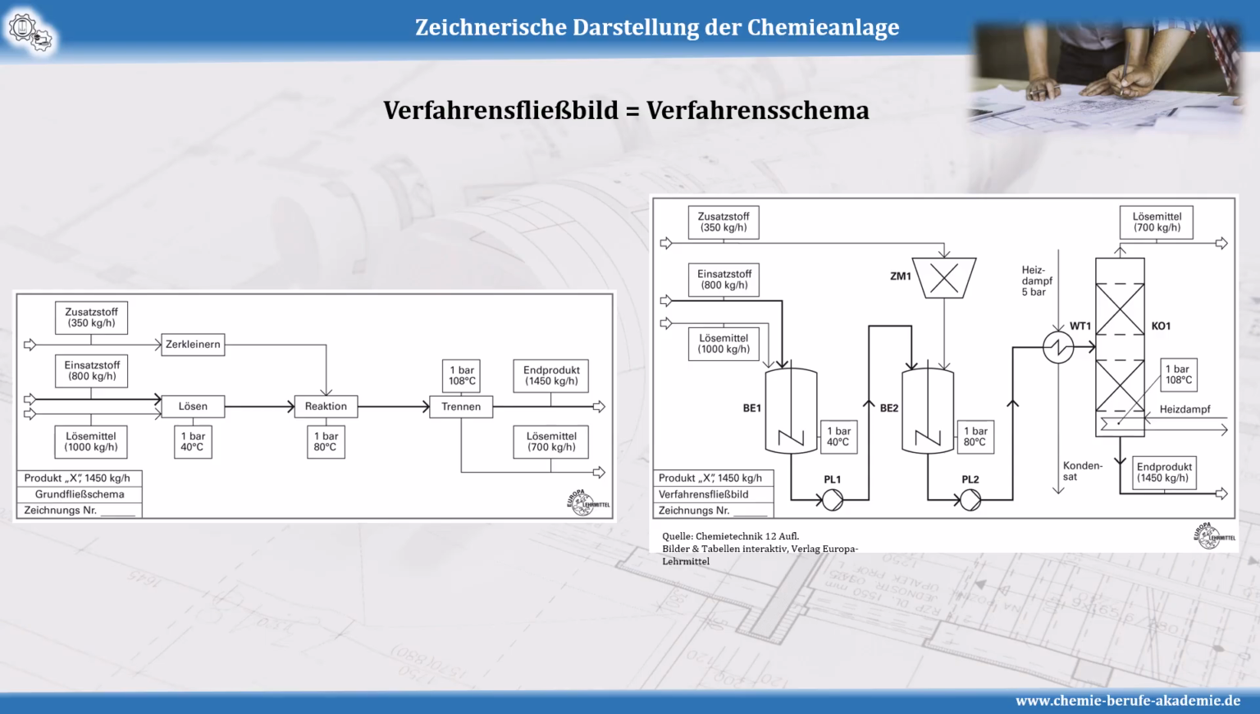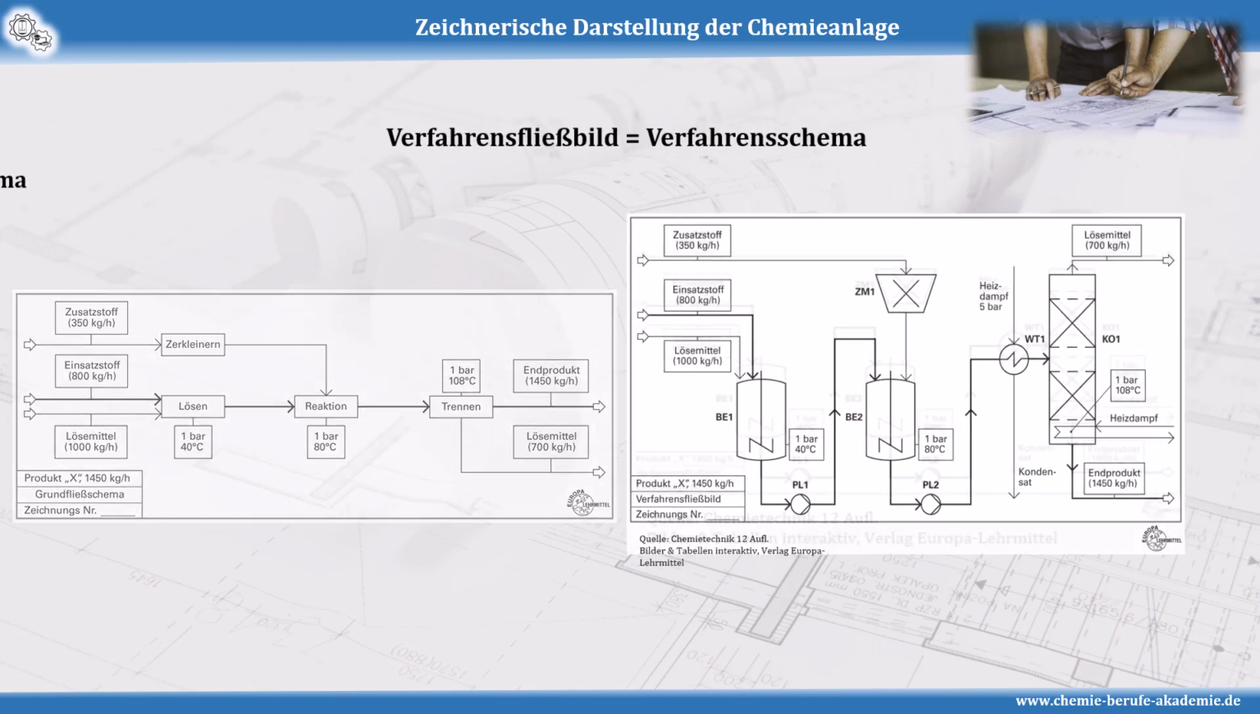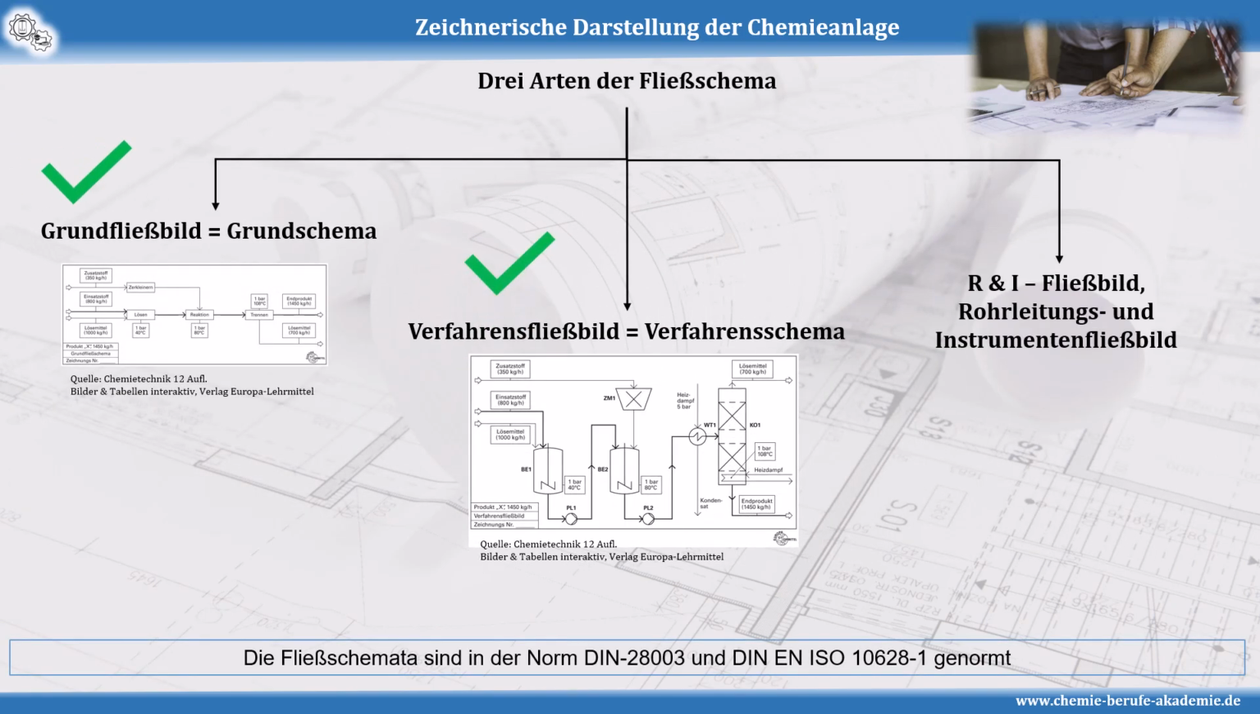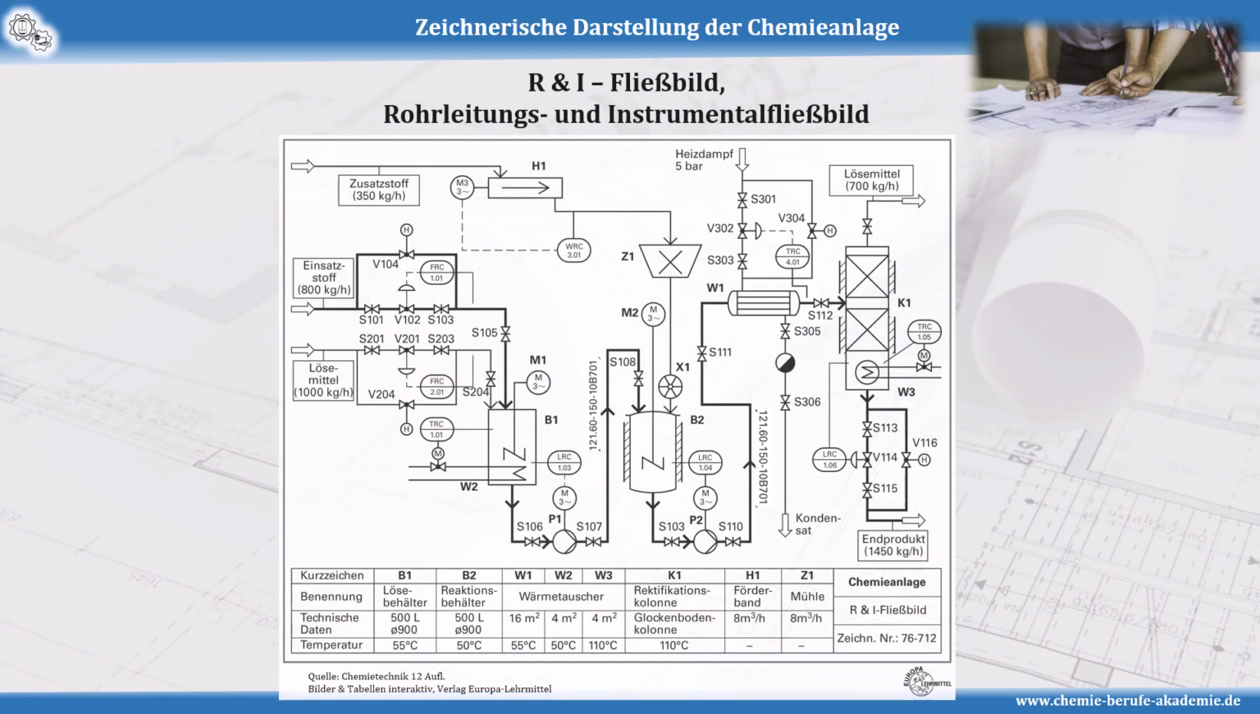After that, pump PL2 sends the mixture through a heat exchanger into column K1. Our final product, at 1,450 kilograms per hour, is collected from the bottom of the column, while 700 kilograms per hour of solvent vapor leave at the top. So, now we also understand everything important about the process flow diagram. Finally, let's take a look at the PNID, the piping and instrumentation diagram.